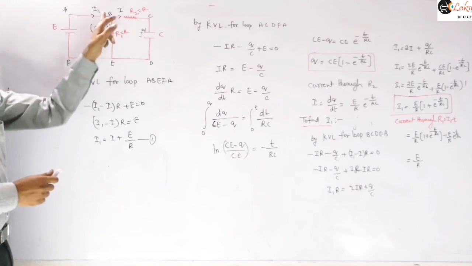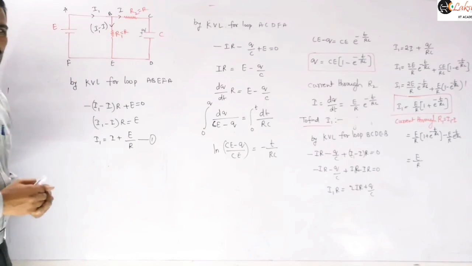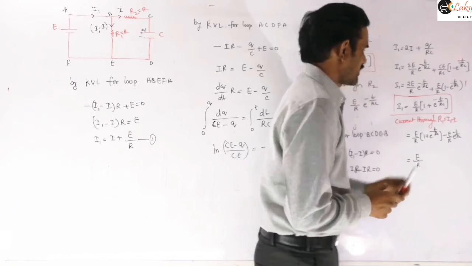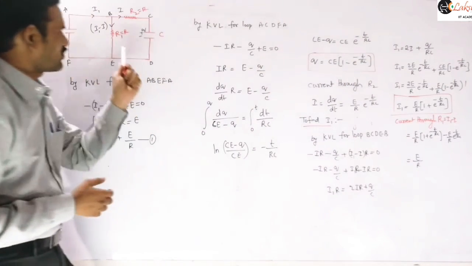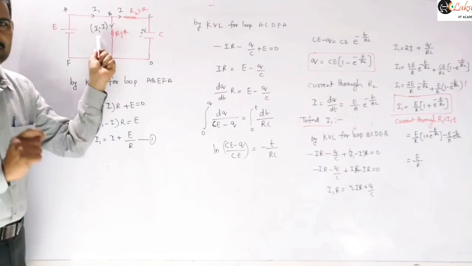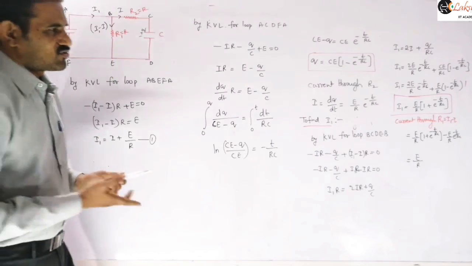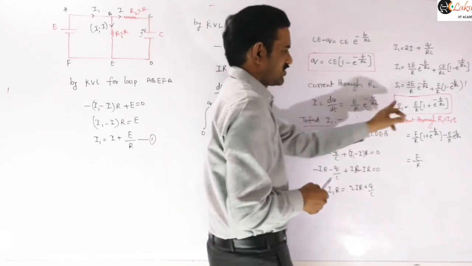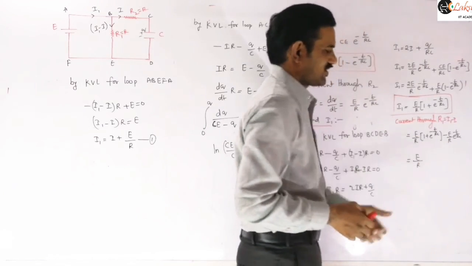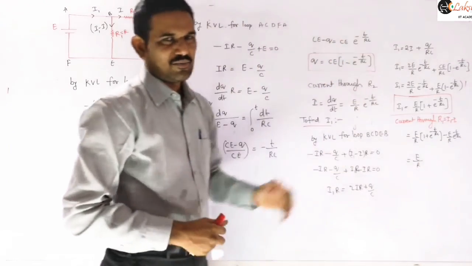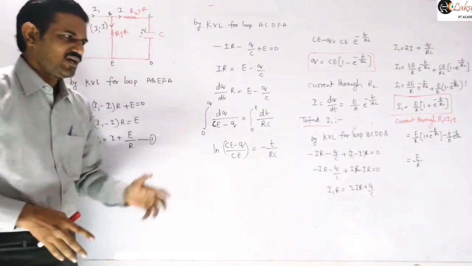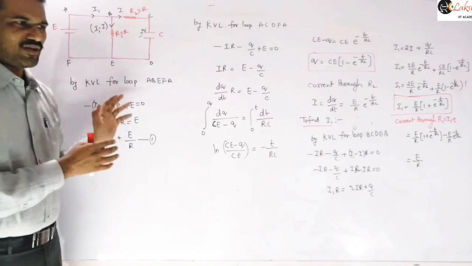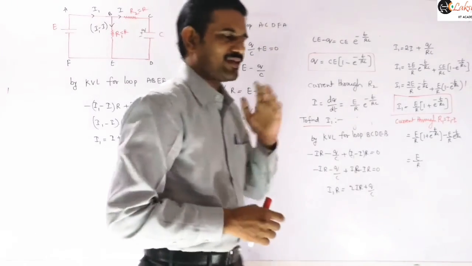And next we need to find the current flowing through this resistance. According to our assumptions, we are taking this current as I1 minus I. We know the I1 value and the I value, so subtracting these two values, I1 minus I, we get E by R. And that is the way of calculating the charge on the capacitor or the current in the different branches of any circuit.